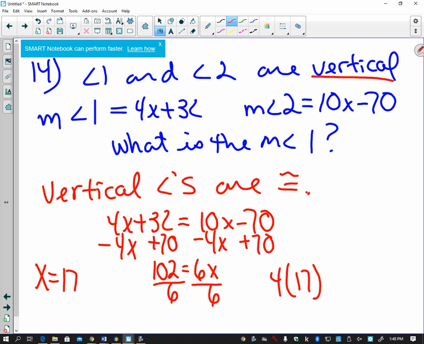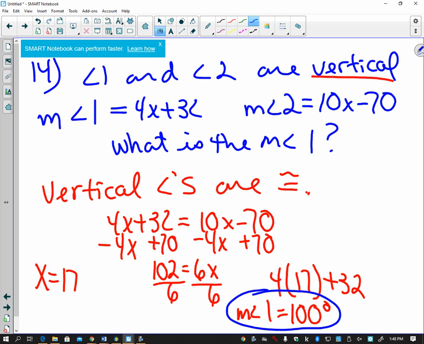4 times 17 plus 32. Is it 100 degrees? 68 plus 32 is 100. Okay, so measure of angle 1 equals 100 degrees. That should be my answer. Okay, so we know what to do with that. Vertical angles are congruent.